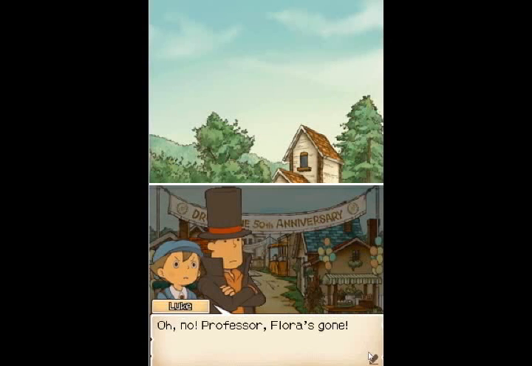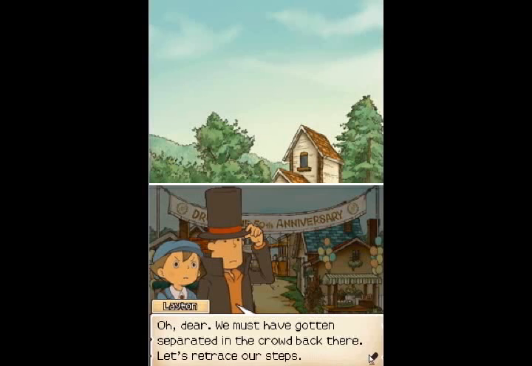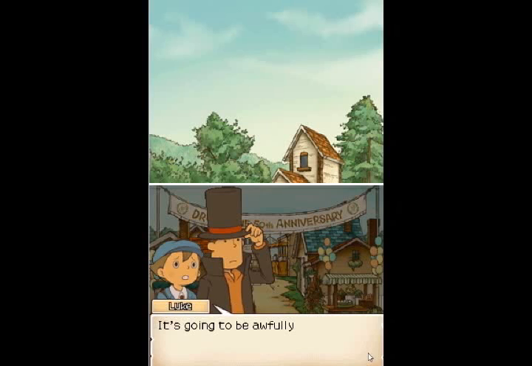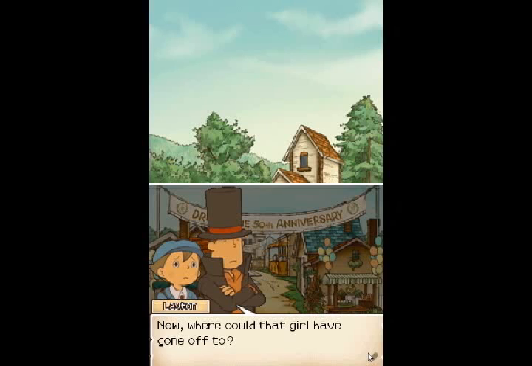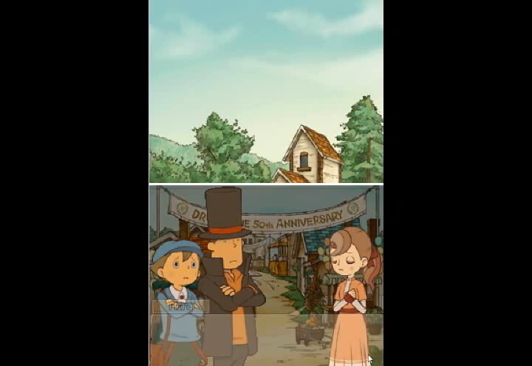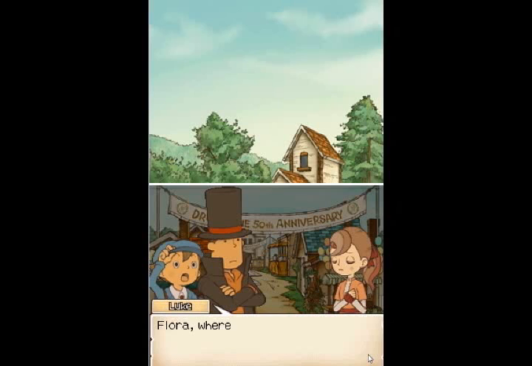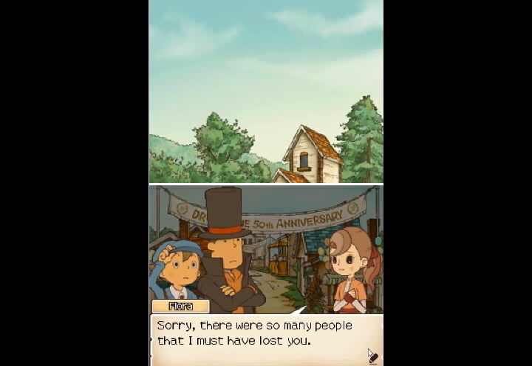Oh no! Professor, Flora's gone! Oh dear. We must have gotten separated in the crowd back there. Let's retrace our steps. It's going to be awfully hard to find her with all these people about. Now, where could that girl have gotten off to? Whew. Flora, where did you run off to? Sorry, there were so many people that I must have lost you. I turned to look at something, and before I knew it, you two were gone. Well, I'm relieved you found your way back to us.